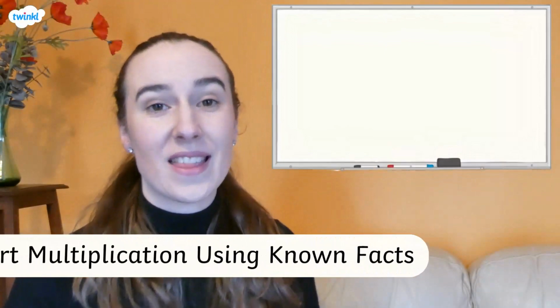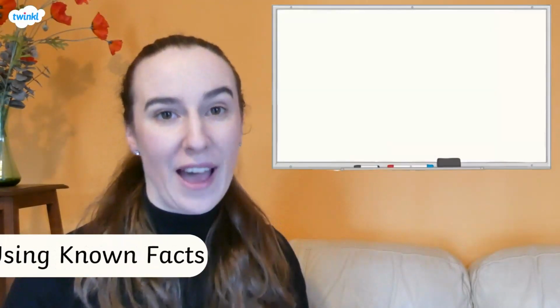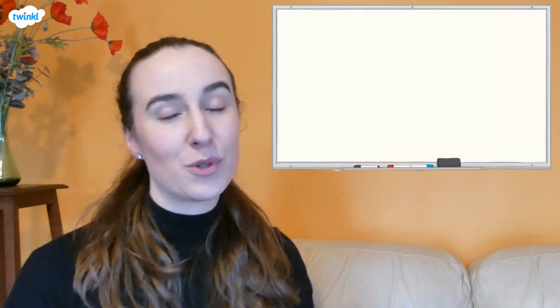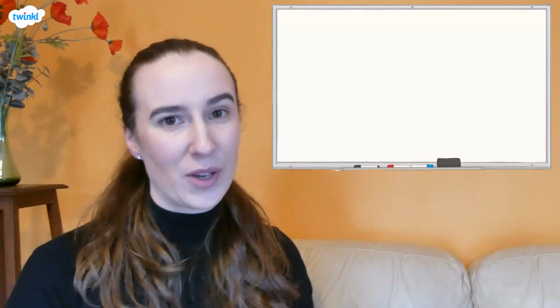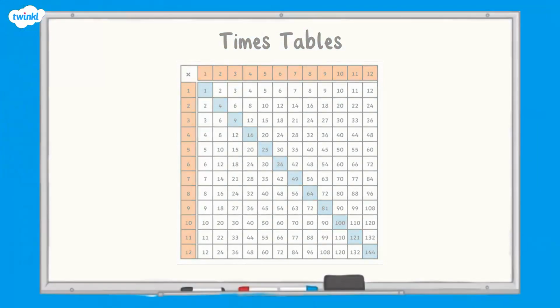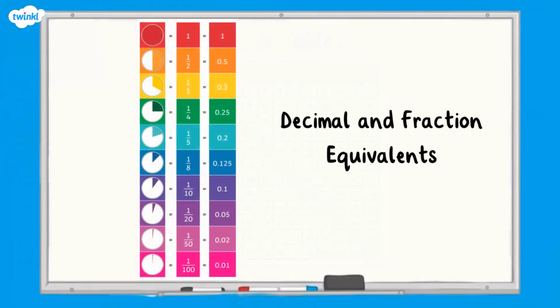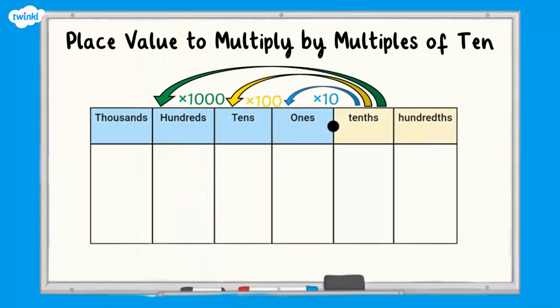Hi there! This video is here to help you with short multiplication using known facts. There are different groups of known facts that we can use to help us. Let's have a quick reminder of some of these. We can use the multiplication facts that we know from our times tables. We could use decimal and fraction equivalents that we know, or we could use our place value knowledge to multiply by multiples of 10. Let's have a look at how we can use each of these.